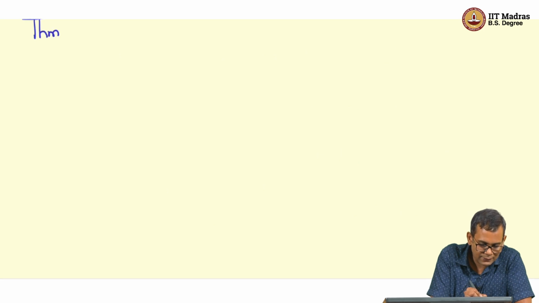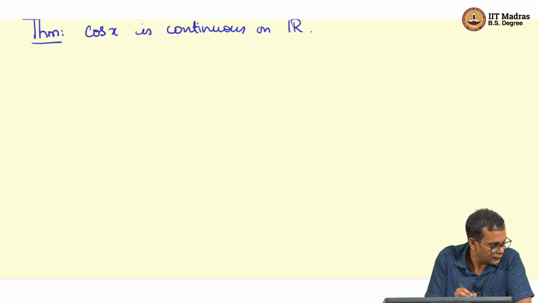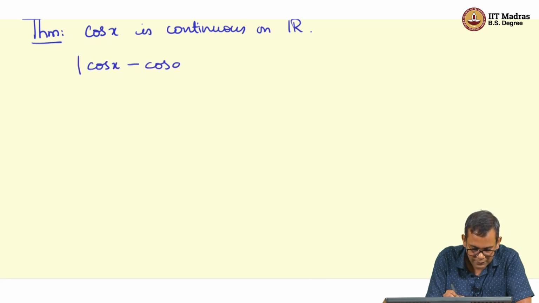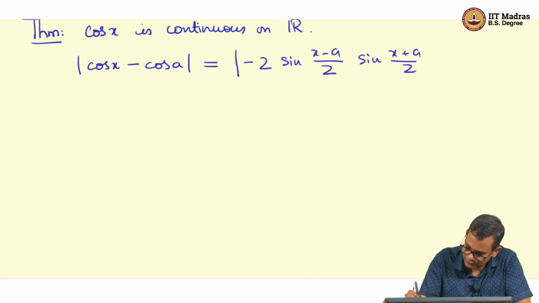Similarly, it is easy to show that the cosine function is continuous on R. We use a very similar formula, which is that cosine x minus cosine A is equal to minus 2 sine of (x minus A) by 2 times sine of (x plus A) by 2.